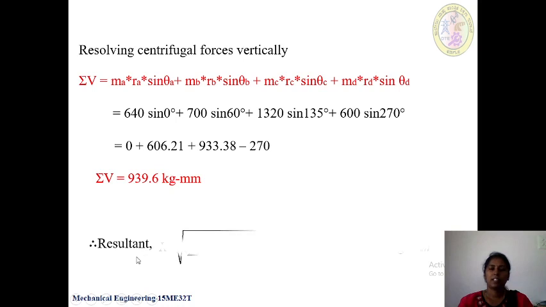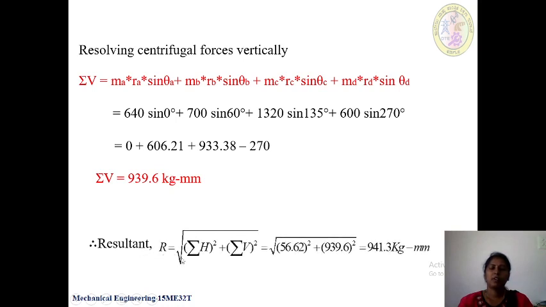Next we can find the resultant, that is capital R is equal to root of sigma H square plus sigma V square, that is equal to root of 56.62 whole square plus 939.6 whole square, that is equal to 941.3 kg mm. In the calculator, take the square root over both terms: open brackets, 56.62 square plus 939.6 whole square, then press equals, and you will get 941.3 kg mm.